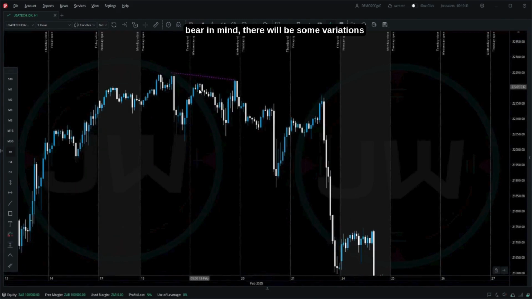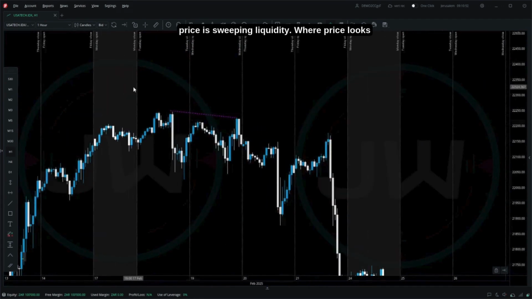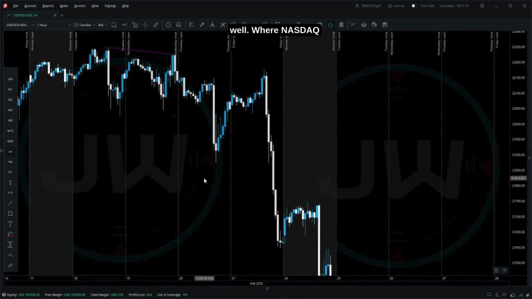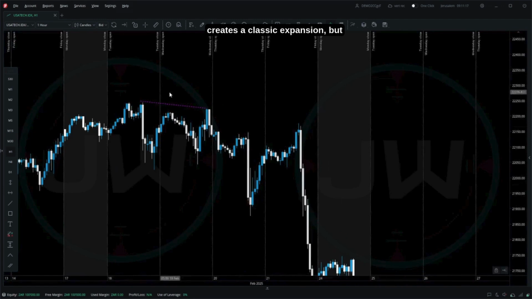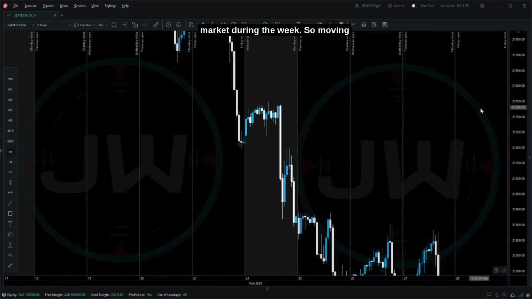So just bear in mind there will be some variations like this where it's not always clean to see, but just make sure to look where price is sweeping liquidity, where price looks like it's reversing, and make sure that matches up with your correlating pair, because on one side we could have one profile and the other can have a different profile, and that happens as well, where Nasdaq creates a classic expansion but S&P creates a Wednesday reversal, and that's perfectly fine. You can use them to confirm each other in terms of the direction of the market during the week.